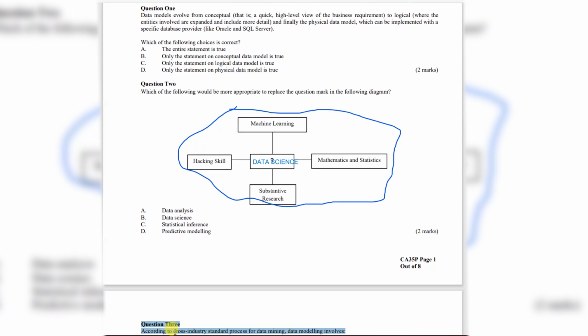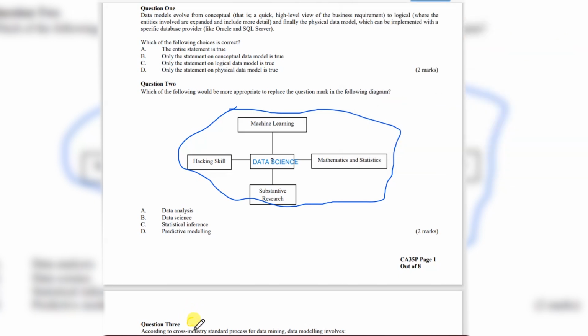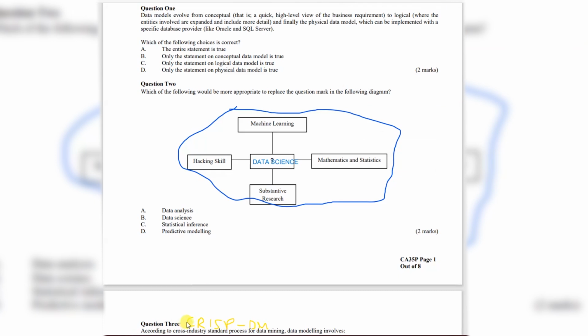It says, according to cross-industry standard process for data mining. This is a methodology for data mining which can be abbreviated as CRISP-DM, where CR stands for cross, I for industry, S for standard, P for process, and D for data, M for mining. Now, this is a process.